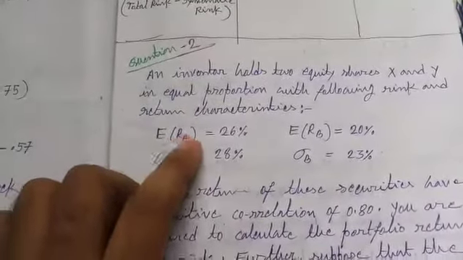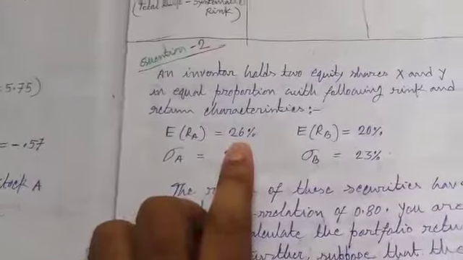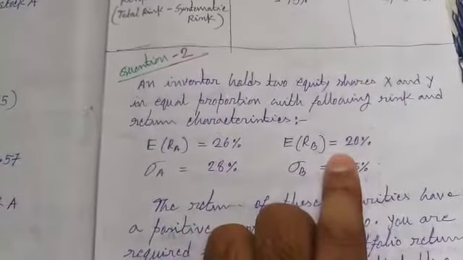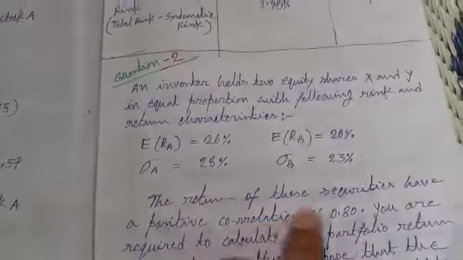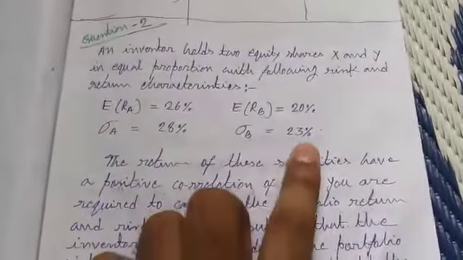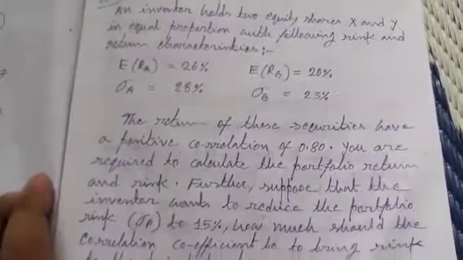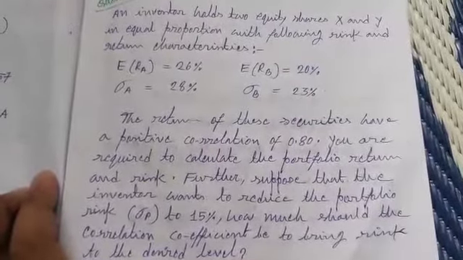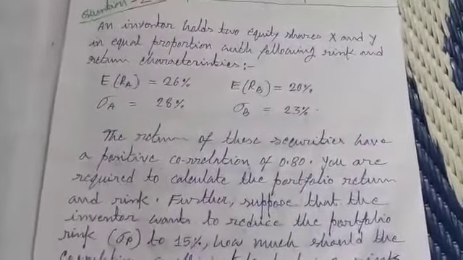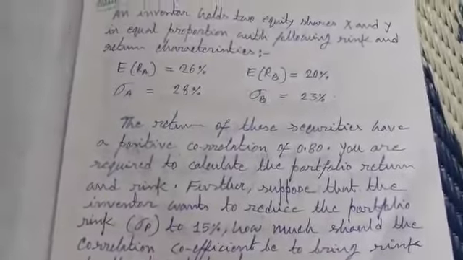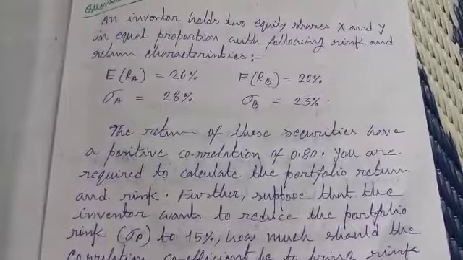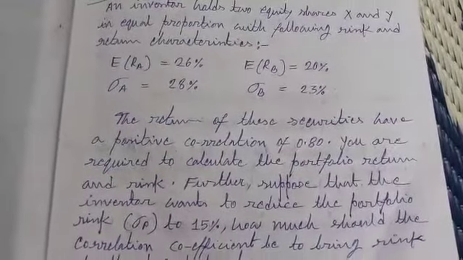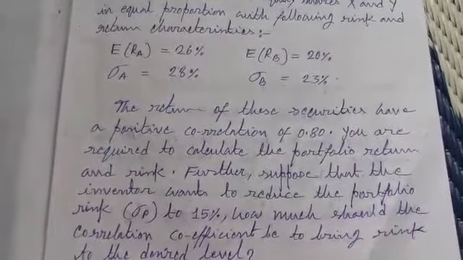Now here expected return from security A is given as 26%. Expected return of security B is given as 20%, risk of security A is given as 28%, risk of security B is given as 23%. The returns of these securities have a positive correlation of 0.80. That means R_AB, the correlation coefficient between stock A and stock B, is equal to 0.8. You are required to calculate the portfolio return and risk.